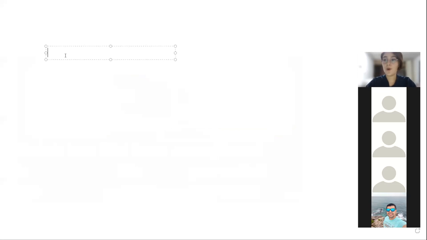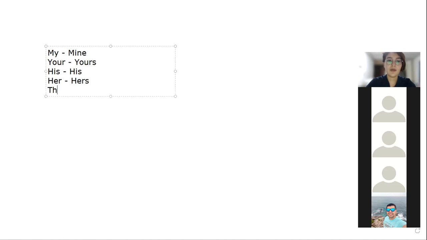Ambos son posesivos. So, si recuerdan como la imagen que les envié a WhatsApp, quizás no todos la vieron, pero this is a good example. So, I can say my and mine. It's your and yours. His, it's his también, her, and hers, their, and theirs, our, ours, its, and its.